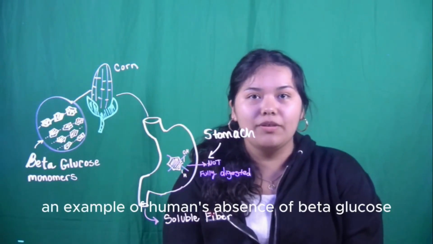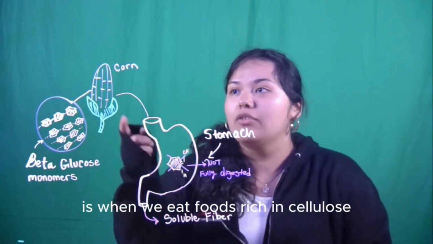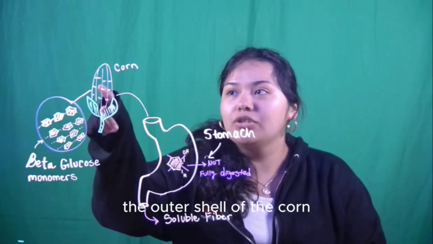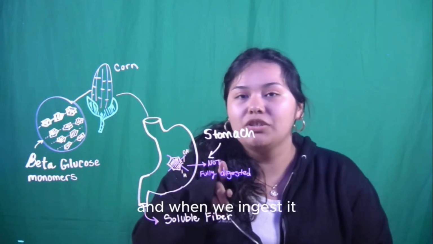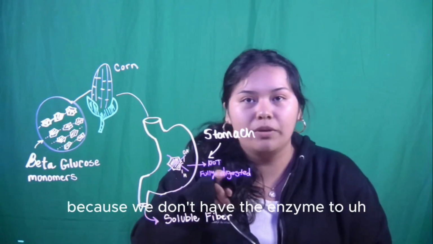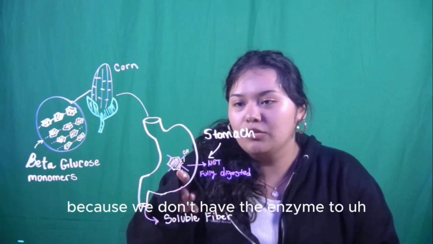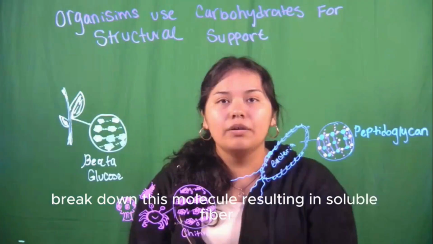An example of humans' absence of beta glucose is when we eat foods rich in cellulose, for example, corn. The outer shell of the corn is partially composed of cellulose, and when we ingest it, we can't fully digest this beta glucose molecule because we don't have the enzyme to break down this molecule, resulting in soluble fiber.